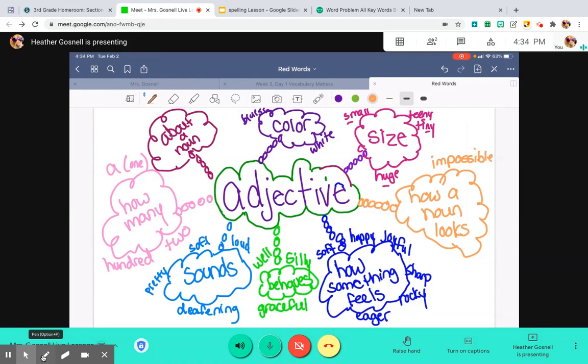Like in our story, the stone thrower. He thought his dream was impossible, dream being the noun, impossible being the adjective. It's describing the dream. He thought it was impossible. Then, what about glamorous? Oh, it's so fancy. Glamorous. Are you noticing that I'm trying to sneak in those suffixes? I hope you are. I have them all over the place here.